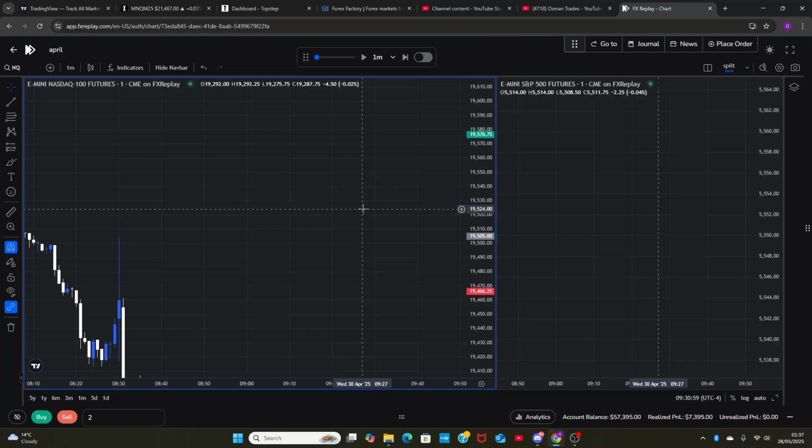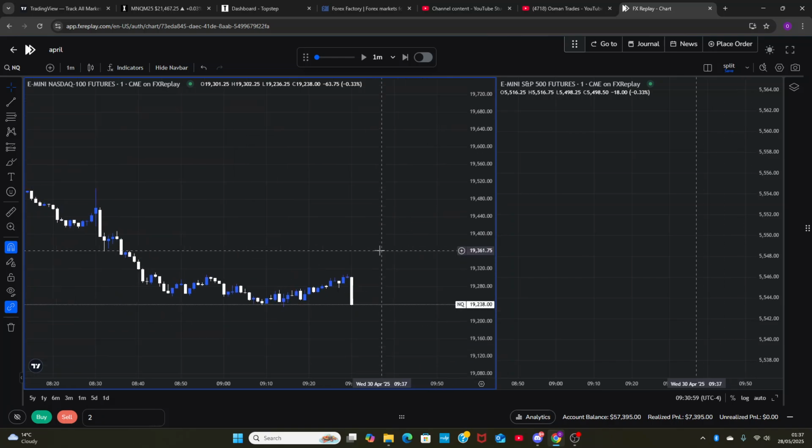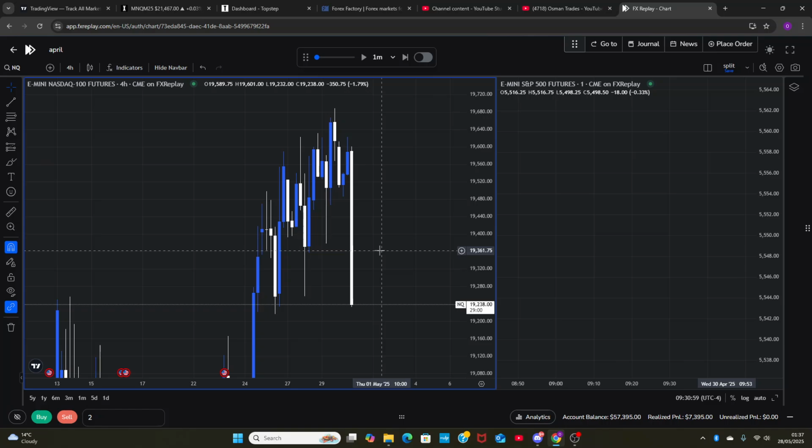That's the 10 a.m. news manipulation. So if there's news, you wait, obviously, right? Because I didn't know that. It never tells me. For 4 hour again, we're bearish.